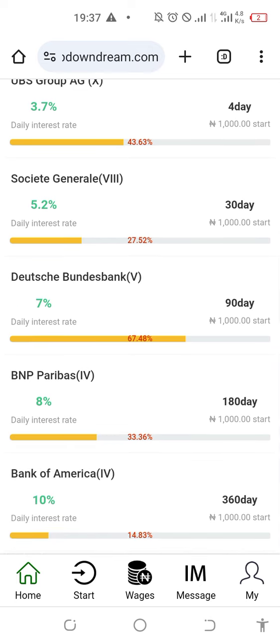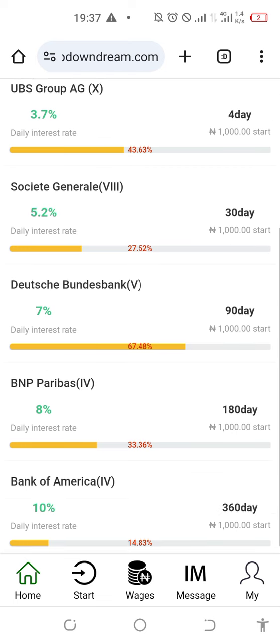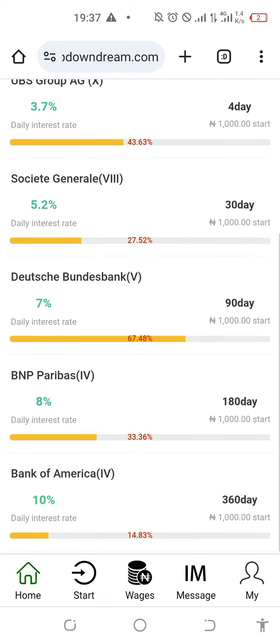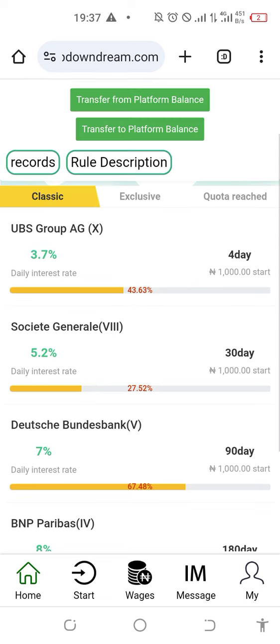There are so many other banks here which have 180 days and 360 days, right? For those who are willing to do 180 days and 360 days, you are game. Bank America is 10% and 360 days as at now, right? So all these change once these funds are all filled up to 100%, a new set comes up, right? So they change per time.